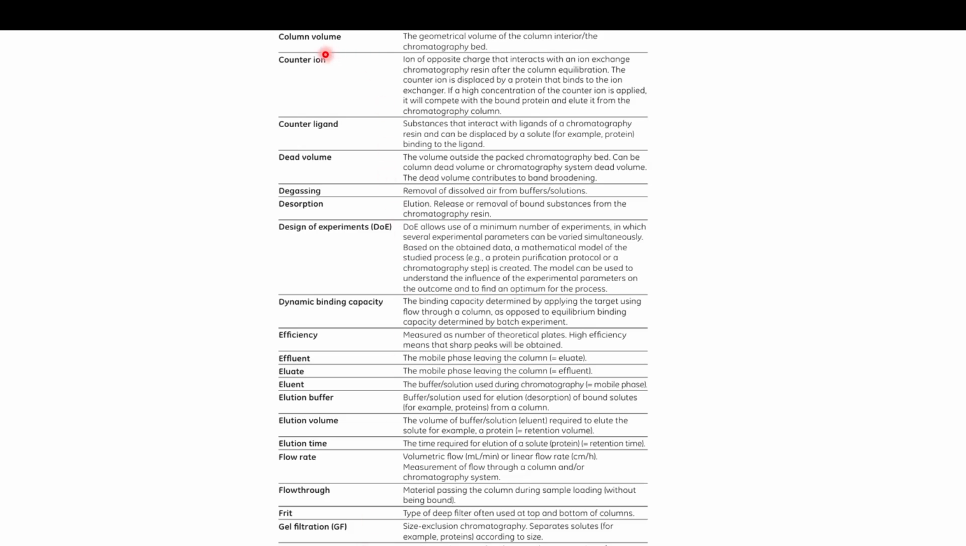One talks frequently about column volume, which is the complete volume occupied by the chromatography bed. When we talk about counter ions, etc., we will look at them eventually in ion exchange chromatography, or counter ligand, different types of chromatography. When we are talking about different types of chromatography, we will look at these terms in detail. There's something called dead volume.